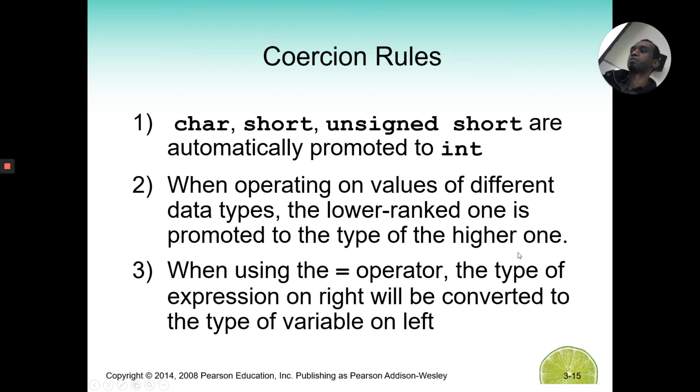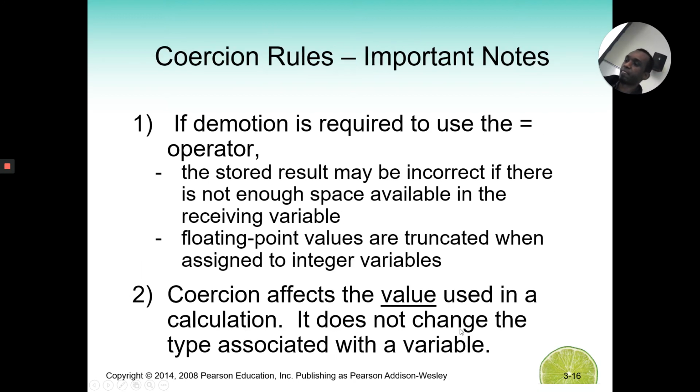So coercion rules: char, short, and unsigned short are automatically promoted to an int. When operating on values of different data types, the lower ranked one is promoted to the type of the higher one. When using the equal sign, the assignment operator, the type of the expression on the right will be converted to the type of the variable on the left.